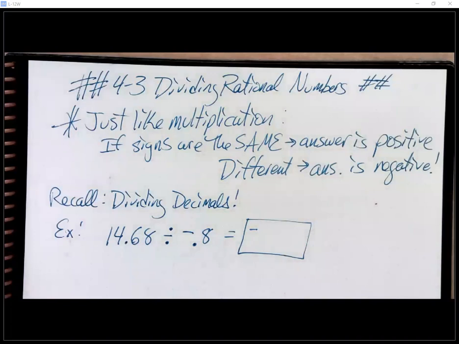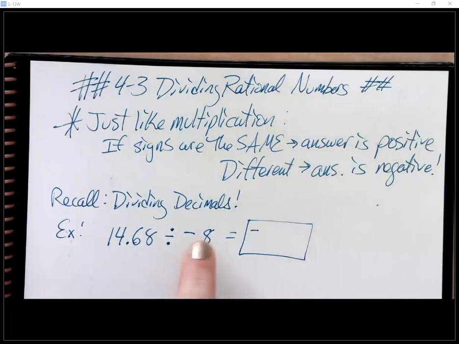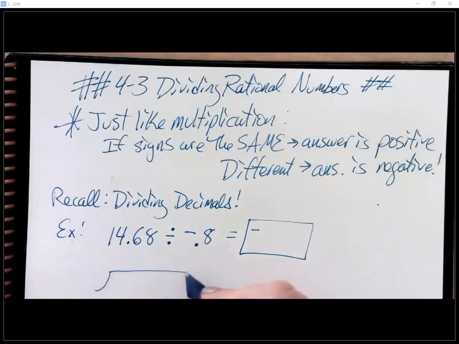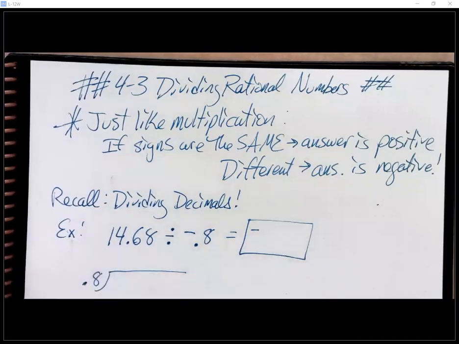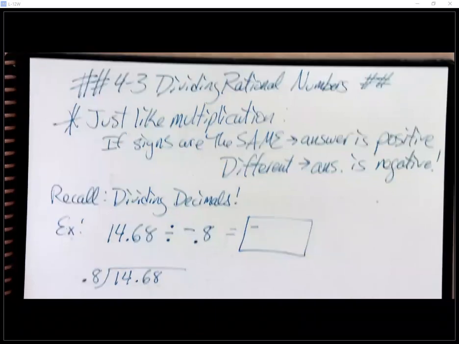So when you are dividing, whatever you're dividing by, that's called your divisor. I'm pretty sure that's right. Sometimes I get the words mixed up, but that's the one. Remember doing these like in this sort of house? You put the 0.8 on the outside and the 14.68 on the inside. Remember that? That's what you're looking for.